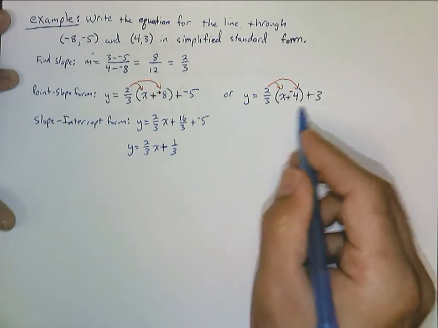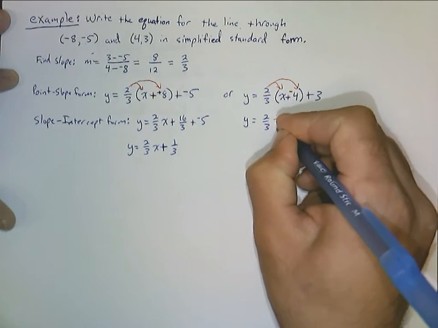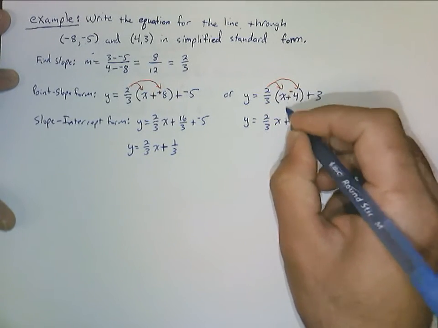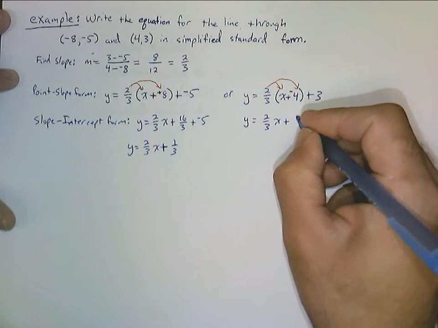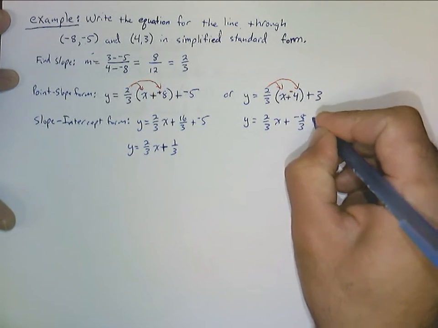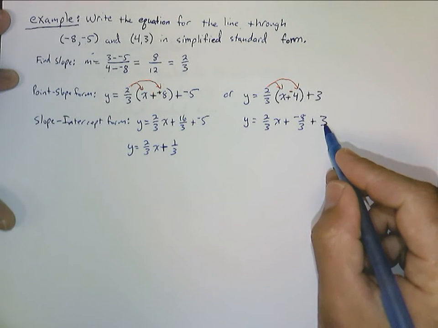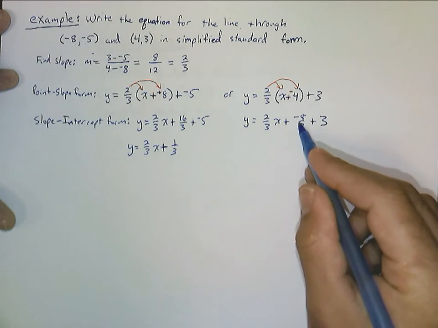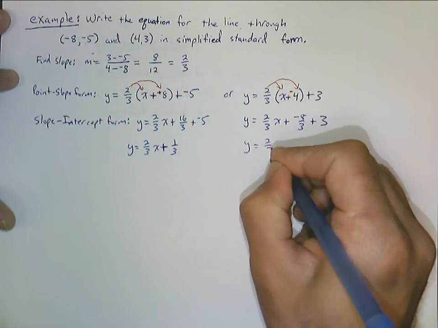We could do the same thing over here with this one. So we have y is equal to 2/3 times x plus 2/3 times -4. That's going to be -8/3, still plus 3. Now 3 is going to be 9/3, so we add these together, -8/3 plus 9/3. That's going to be 1/3.